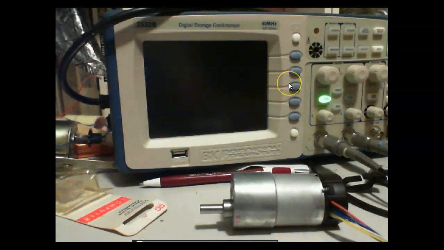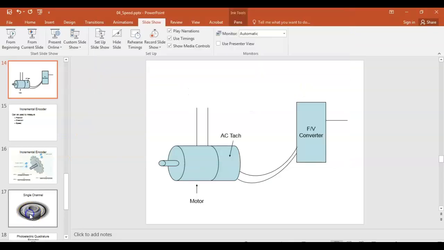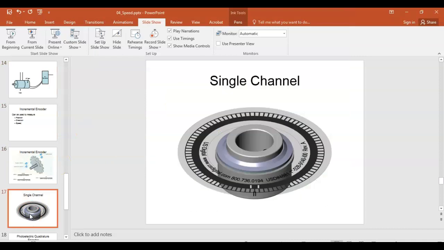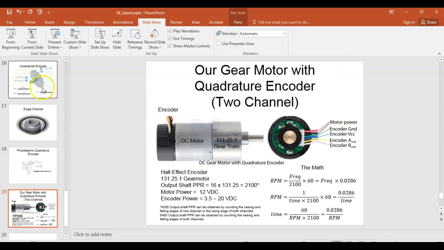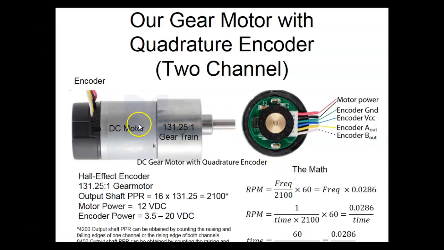This is our quadrature encoder that we're going to look at. It's got a 131.25 to 1 gearbox on there. Then we have a DC motor. So black and white and black and red would be where I would hook the power coming in to control the speed of the motor. And then I have to have a power supply for my encoder.